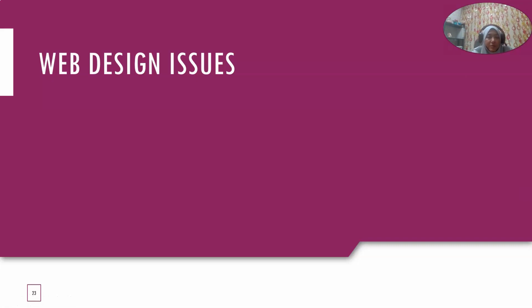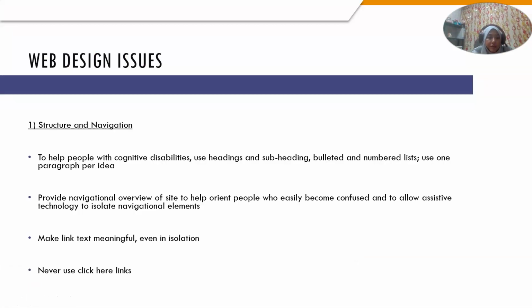Okay, so web design issues. There are lots of web design issues that we can discuss, but we focus on the structure and navigation to help people with cognitive disability. Using headings and subheadings, that is actually the content, how you restructure the content. And then provide a navigation overview of the site to help orient people who easily become confused and to allow assistive technology to isolate navigational elements.